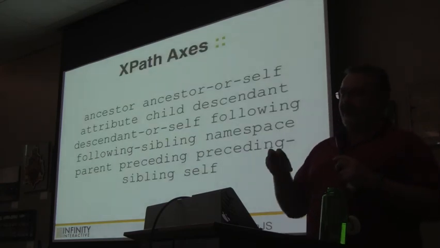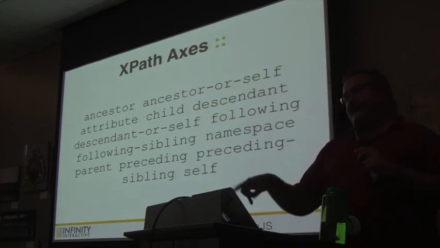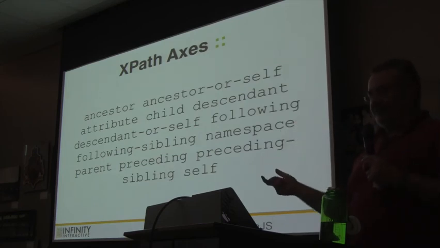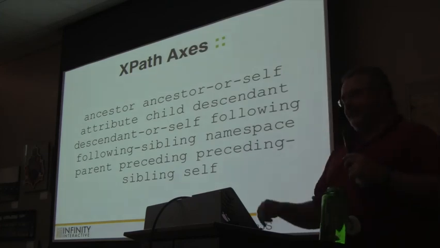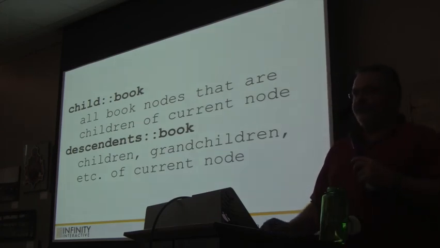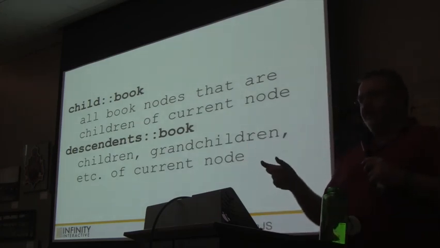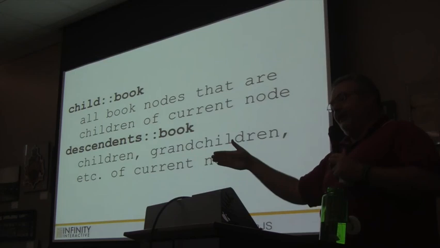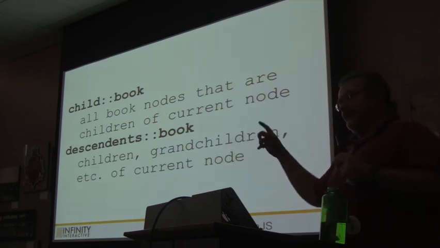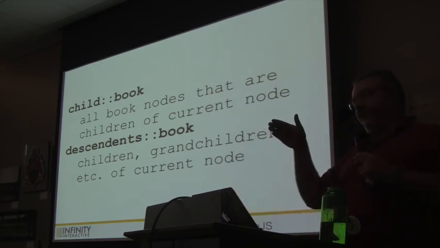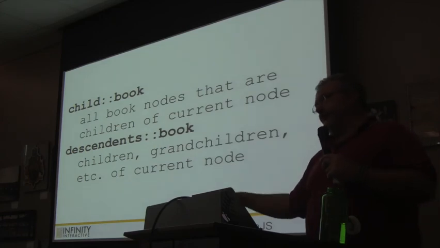And then there's these XPath axes. So all of these are reserved words in front of two colons. So if you want any ancestor named something, you can say ancestor colon colon something. But you can get the ancestor or the siblings, the parents. So if I want all the books that are children of whatever current node I'm on, because I went through all this path, here I am. And then any child, colon, colon, book. Those are immediate children. Descendants are children, grandchildren, it doesn't matter how deep it has to go.